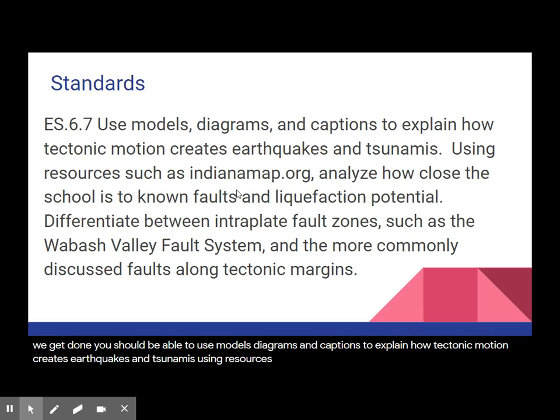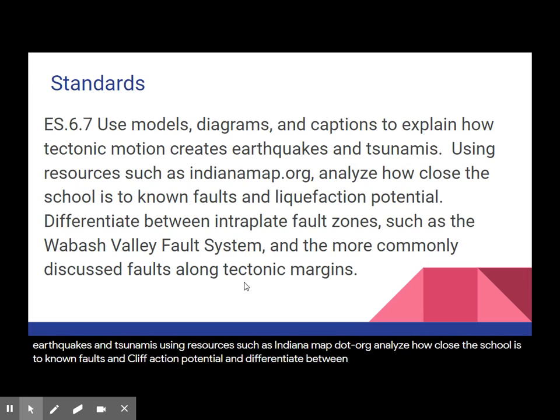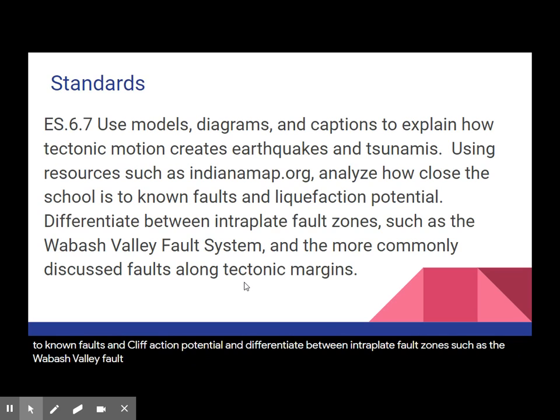Using resources such as indianamap.org, analyze how close the school is to known faults and liquefaction potential, and differentiate between intraplate fault zones such as the Wabash Valley Fault System and the more commonly discussed faults along tectonic margins.